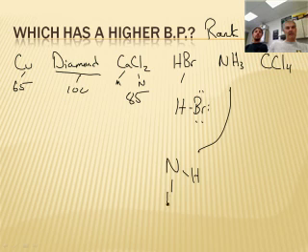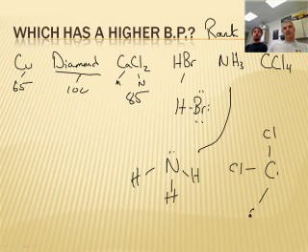NH3 looks like this. Don't believe me? Add it up and do it yourself. Carbon tetrachloride looks like this. It's actually a tetrahedron. I'm not drawing it very well. And then there's 6 electrons on each chlorine.